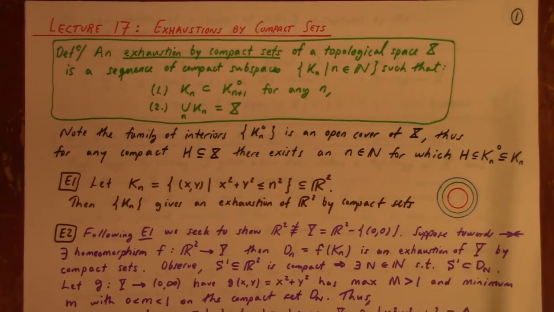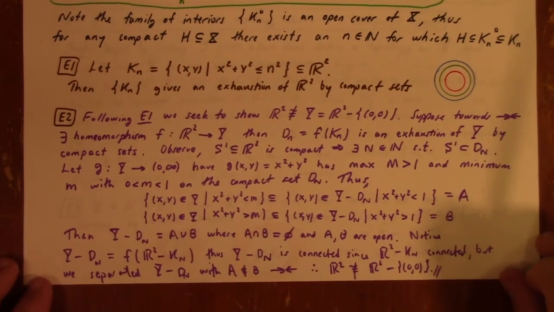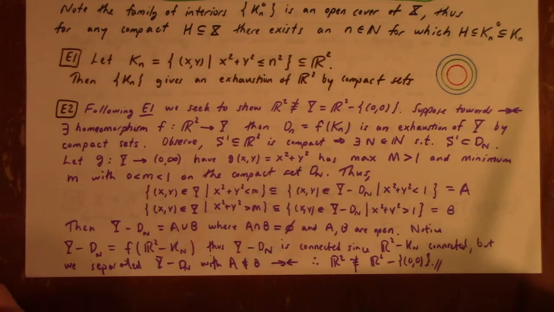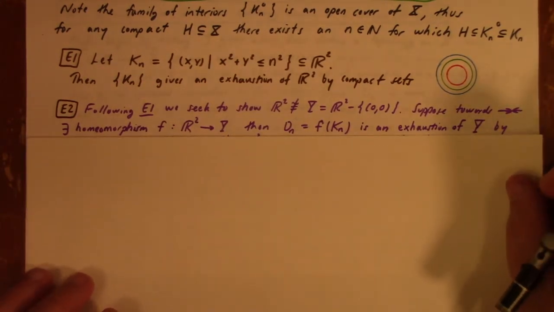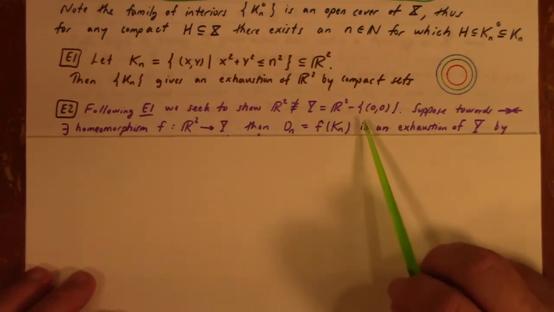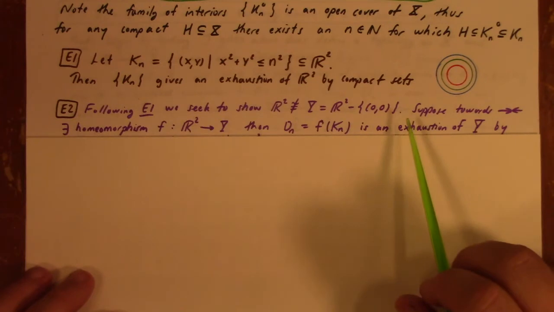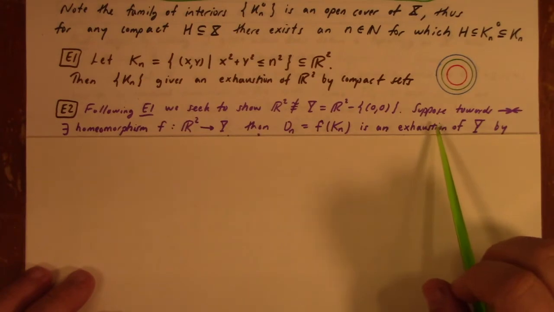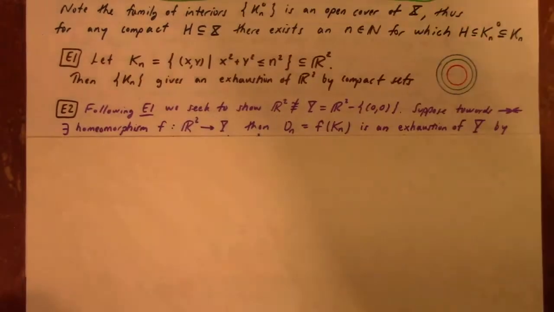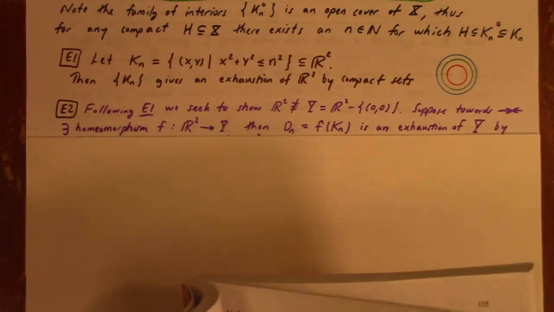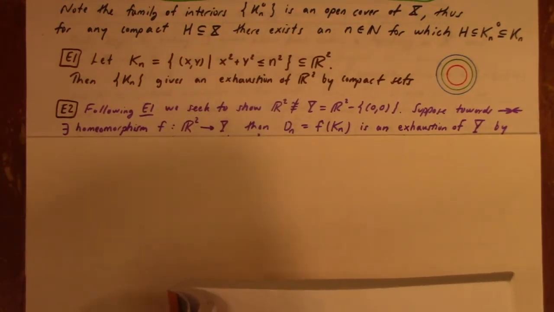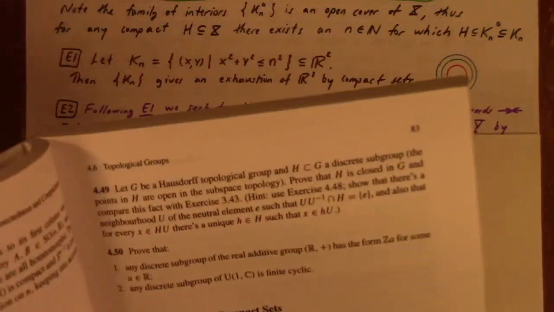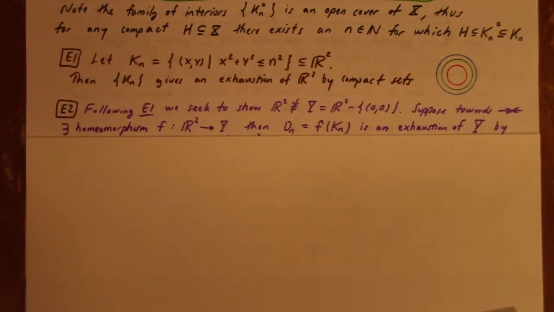So following example one, we seek to show that if we take a point away from R2, the origin, this is still called the punctured plane. We want to show that the plane and the punctured plane are not homeomorphic. This is the argument given in Munkres. We are at the very end of chapter 4, in the section on exhaustions by compact sets. This argument is essentially on page 83.